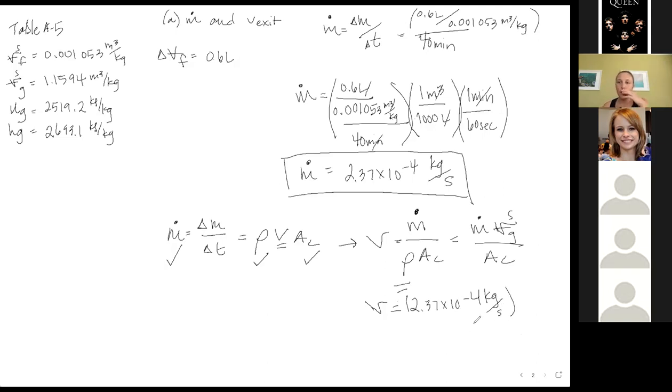So we have our mass flow rate of 2.37 times 10 to the minus 4 kilograms per second. We have our specific volume of our steam, which is 1.1594 cubic meters per kilogram. We have our cross-sectional area, which was given to us as 8 millimeters squared, or another way of looking at 8 millimeters squared is going to be 8 times 10 to the -6 meters squared.